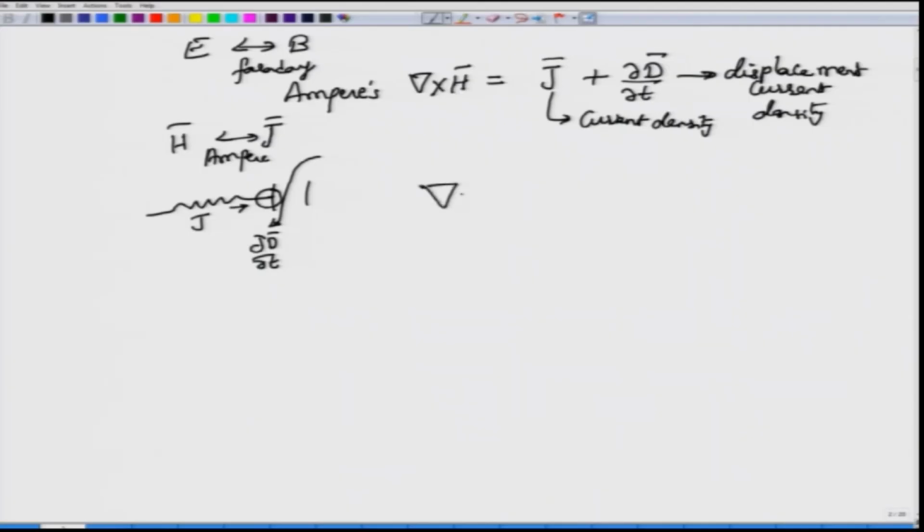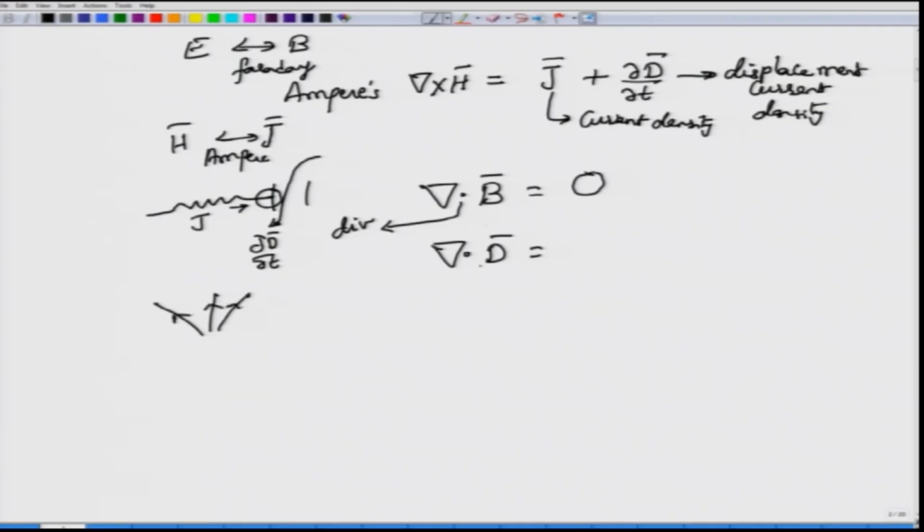There are two additional laws known as Gauss's law for electric fields and Gauss's law for magnetic fields. Gauss's law for magnetic fields tells you that the divergence of B is equal to 0. Divergence is denoted by del dot. This simply means that there are no sources or sinks to magnetic field lines, right?